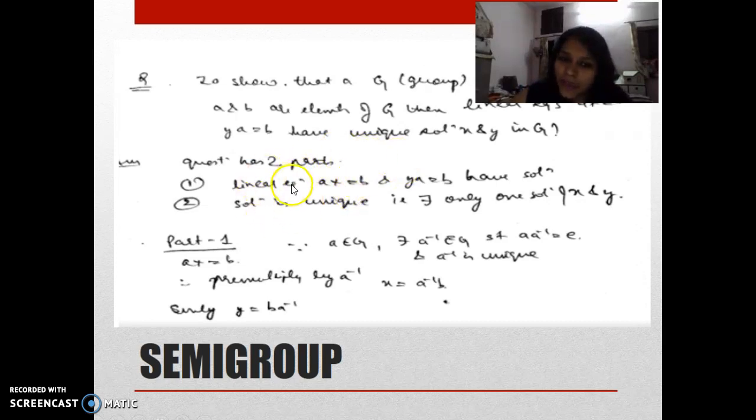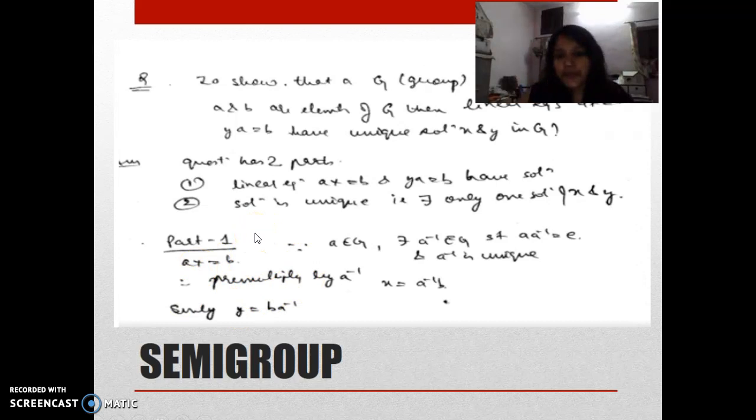So AX equals B, and A and B are all elements in G, and G is given to be a group. Hence, A inverse also exists and B inverse also exists. So pre-multiplying both sides by A inverse, you get X as A inverse B, and similarly here you post multiply by A inverse, so you get Y as B A inverse. See here, this is post multiplying and this is pre multiplying.